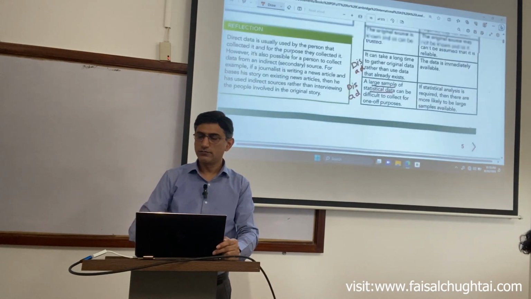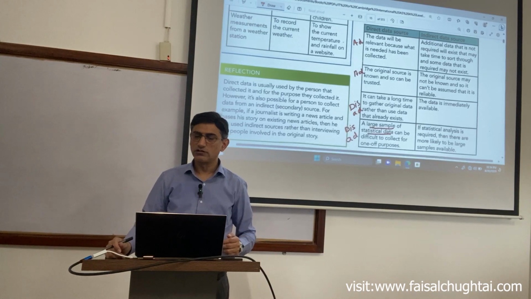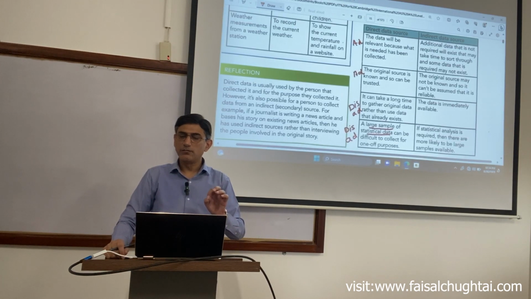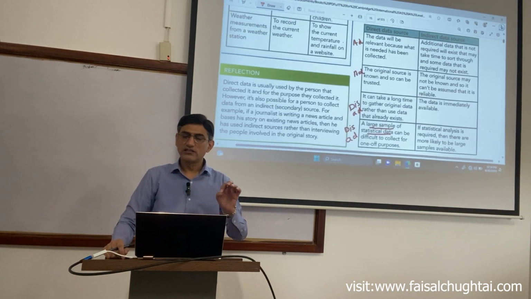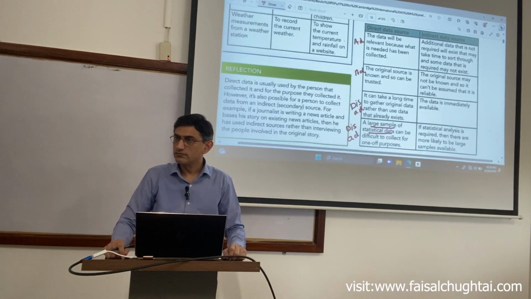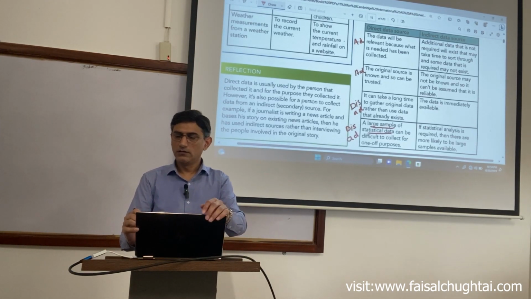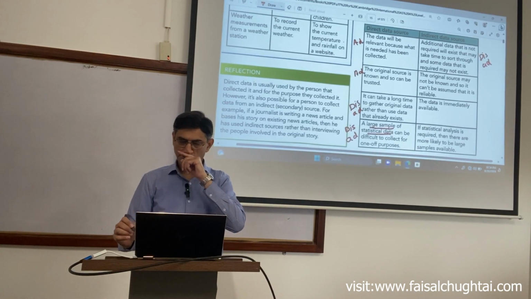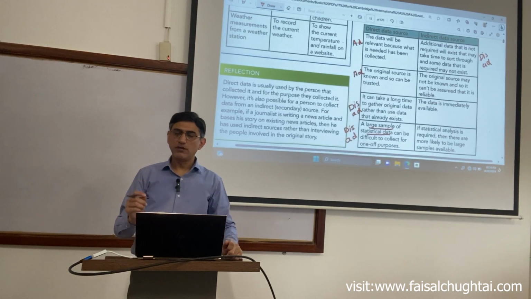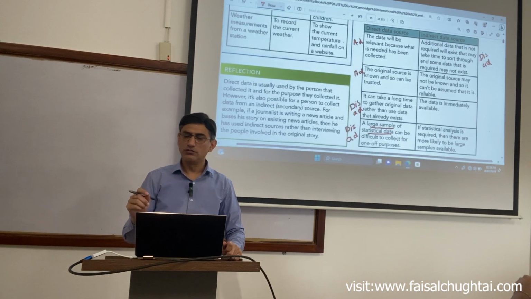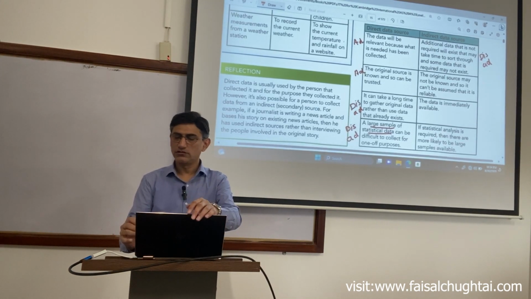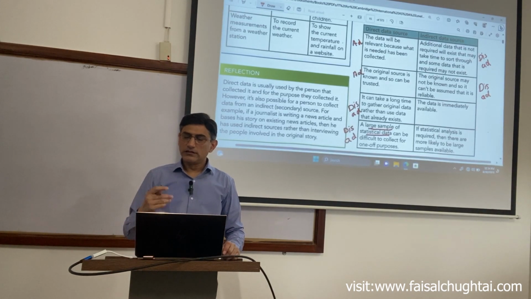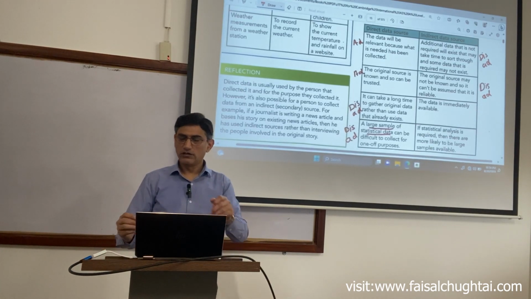Let's now have a look at the advantages and disadvantages of indirect data source. Additional data that is not required will exist that may take time to sort through, and some data that is required may not exist. Disadvantage. The original source may not be known, and so it can't be assumed that it is reliable. Disadvantage. The data is immediately available. Advantage.